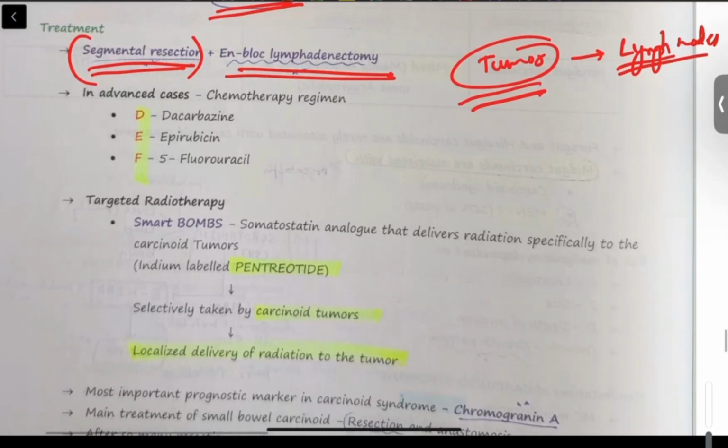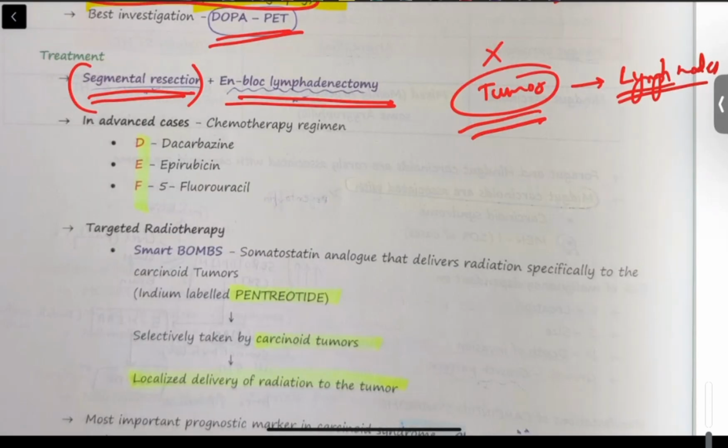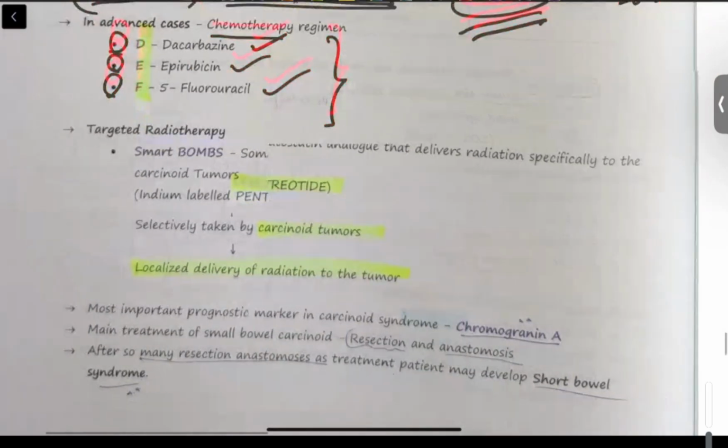In advanced cases we can't remove the tumor. In those cases we'll go for chemotherapy, that is DEF: dacarbazine, epirubicin and 5-fluorouracil. This regimen is used. Other thing we can do is targeted radiotherapy.